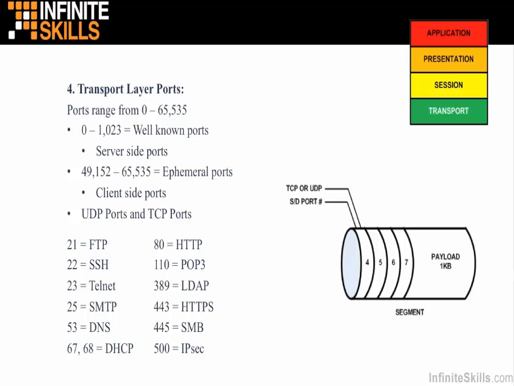Now, the client must also receive that information back and hand it to the proper application running on the client computer. So the client also picks up a port number out of this ephemeral port range, also called the client-side ports, ranging from 49,152 through 65,535. He simply makes up a number out of that range, let's say 58,000, and uses that as his source port number when he sends out his request.